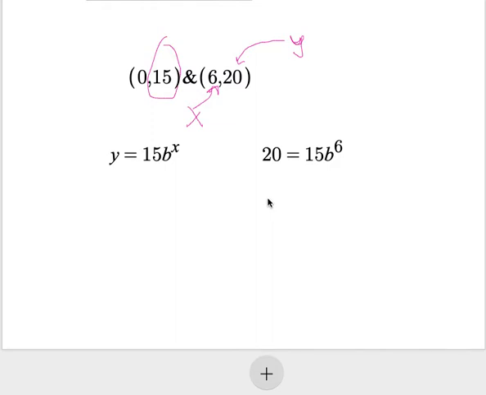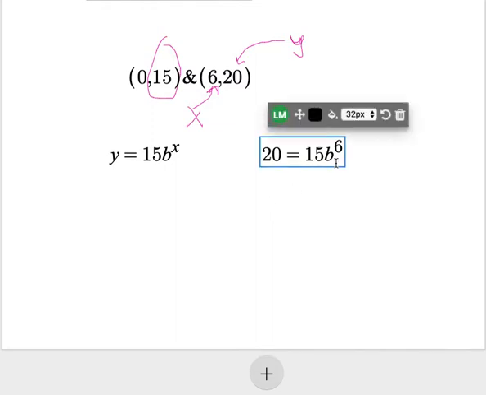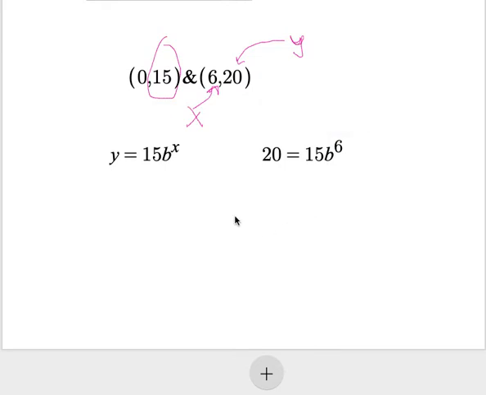So the first thing I'm going to do is divide. I'm trying to get b by itself. It's being multiplied by 15. So I'm going to divide both sides by 15. That's going to get me 20 divided by 15, which is 1.33 repeating. So I'm going to put 1.33 equals, and when I divide b to the 6th by 15, those cancel out, and I have b to the 6th. Okay, so now I have to solve this.